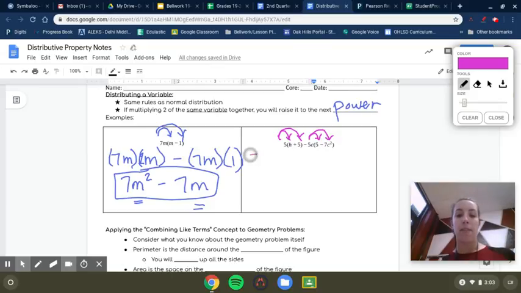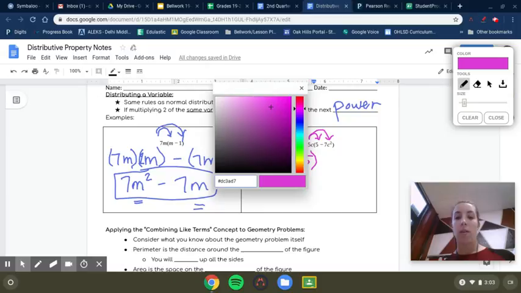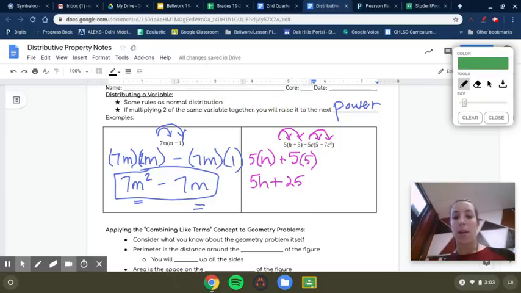It's 5 times h plus 5 times 5. Okay, that's the first one. And when we do that, we get 5h plus 25. Okay, and then if I were to go ahead and do the second one, the second one is going to be negative 5c times 5 minus negative 5c times 7c squared.